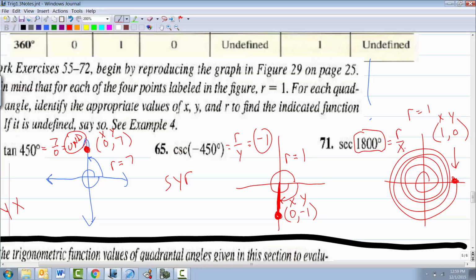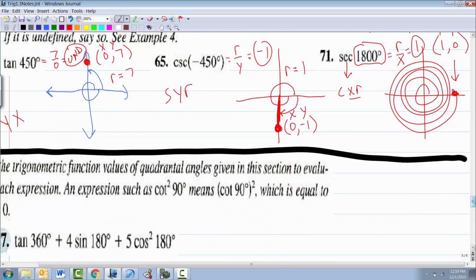Now, you eventually are going to have that memorized. So what's secant related to? Cosine. And cosine is x over r. So secant is r over x. That's how you're going to have to eventually get there, all kidding aside. So what is r over x? It is 1. That's what the analyzing of that is.